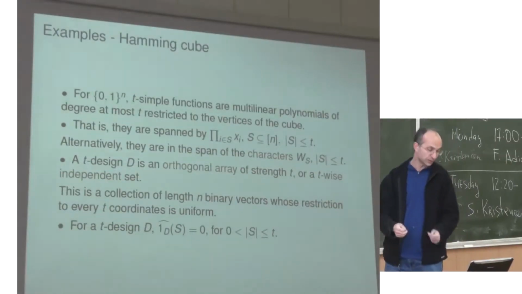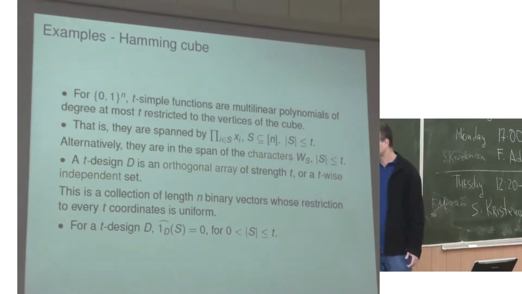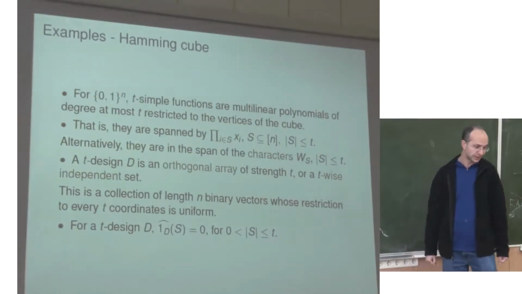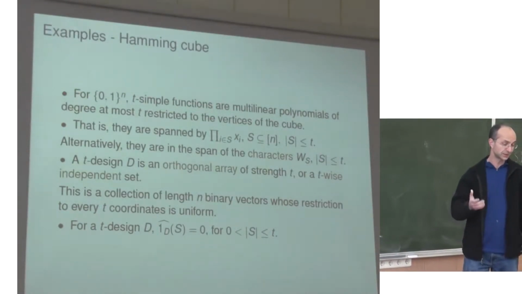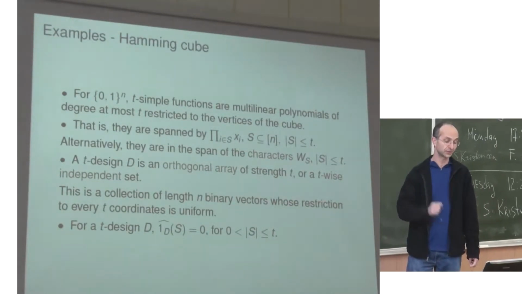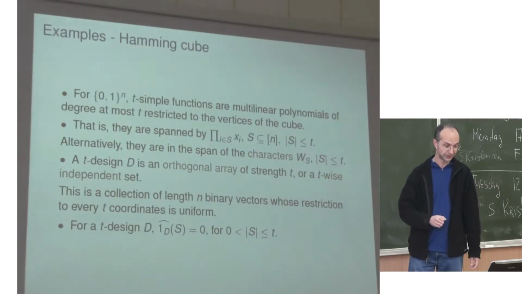And again, an equivalent way to say it: if we look at the characteristic function of this set D, then its Fourier transform vanishes for all the low-valued characters, except of course for the zero character, where we have the average of the set, the average size of the set. Okay, so this is the second example.